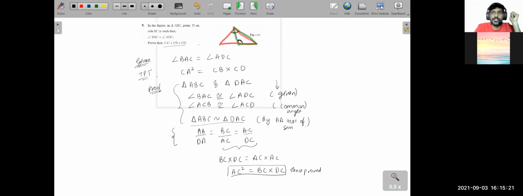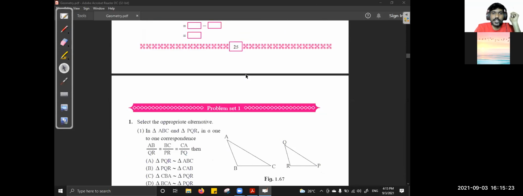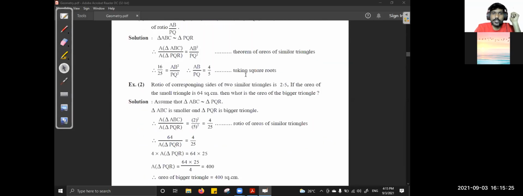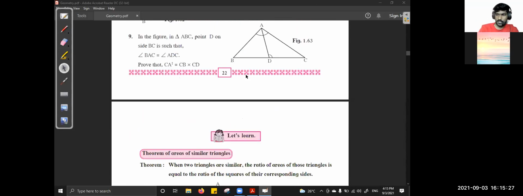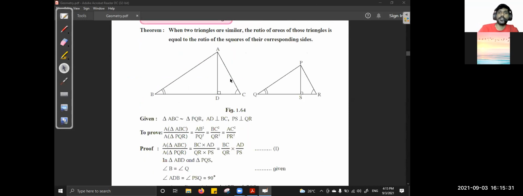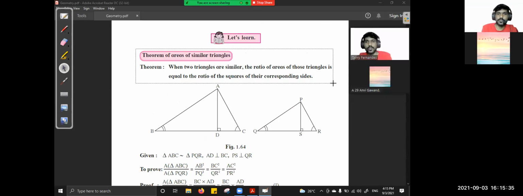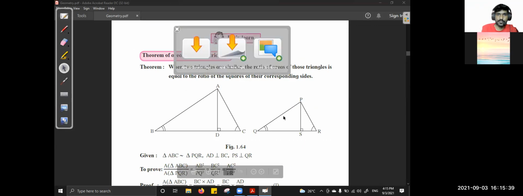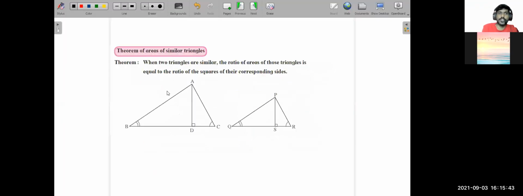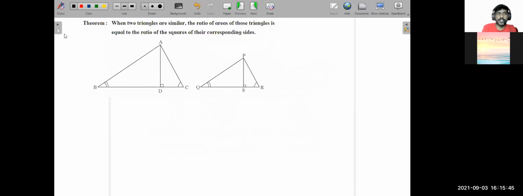Okay, so that was the last sum of this exercise. Let's start with the next concept. Next concept is very easy. It is about the ratios of areas of similar triangles.